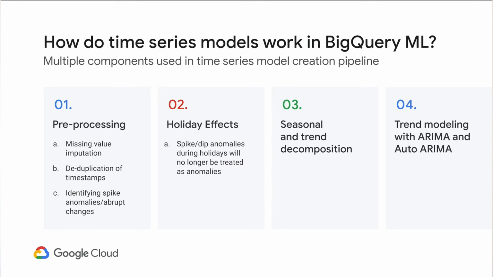The next step is extracting the seasonality and the trend from your input time series data. This is done using two algorithms. This is the STL, or the seasonal and trend decomposition using LOESS algorithm, as well as the ETS algorithm, which is the double exponential smoothing algorithm. And then finally is the actual trend modeling taking place with ARIMA and AutoARIMA.